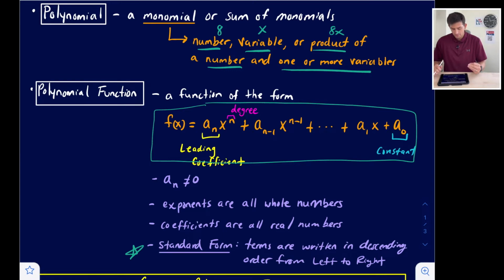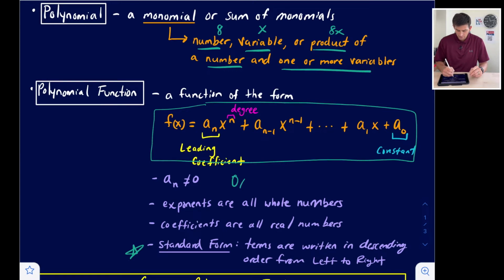So a couple things about our polynomial function. A sub n can't be 0. So we can't have like 0x squared, right? We can't have that because there would be no x squared term, okay? Exponents are all whole numbers, so we can't have, let's say, for example, 4x to the negative second, okay? Negative 2 is not a whole number. Coefficients are all real numbers, so we just can't have any imaginary numbers as coefficients.